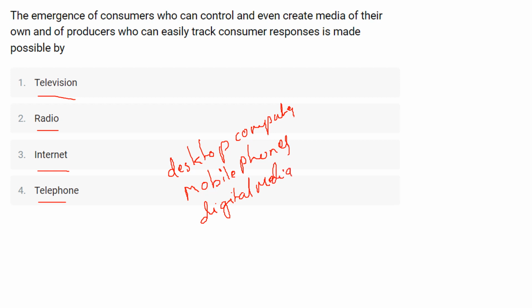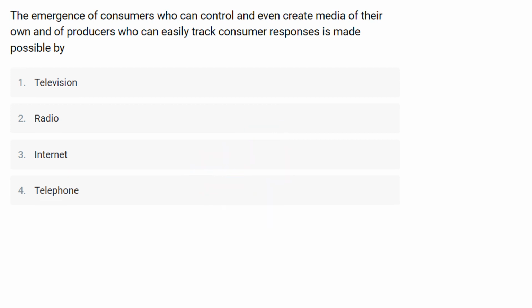Digital marketing extends to non-internet channels and provides digital media such as television and mobile phone, callback and on-hold mobile ringtone. Hence the emergence of the consumer who can control and even create media of their own, and producers who can easily track the consumer response, is made possible through the internet. So here the correct answer will be option number 3, that is internet.